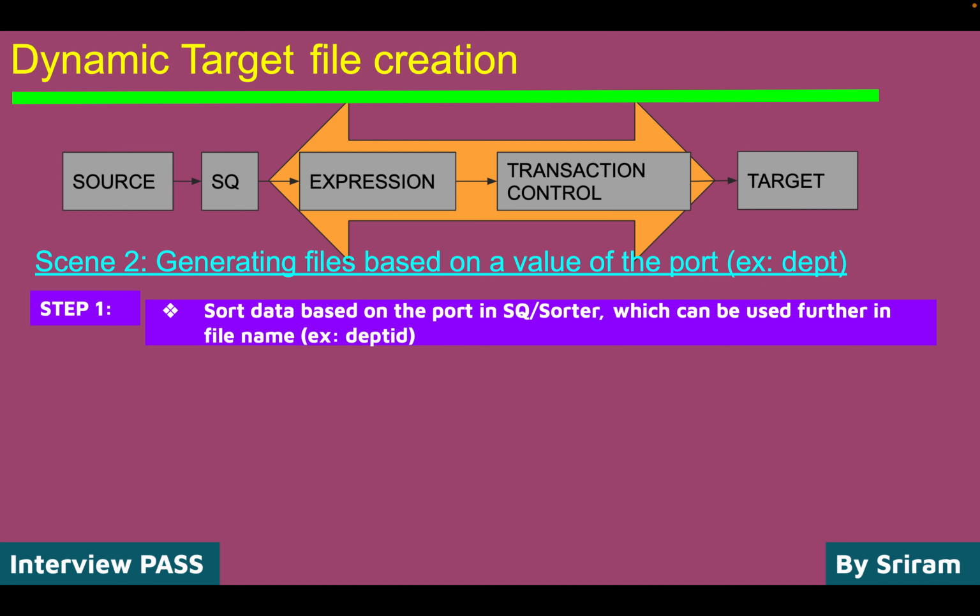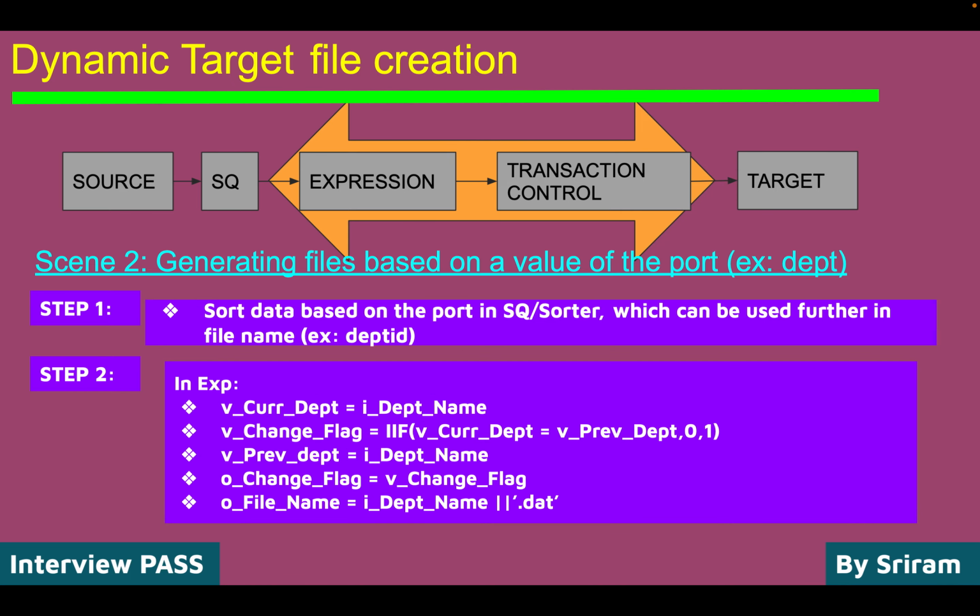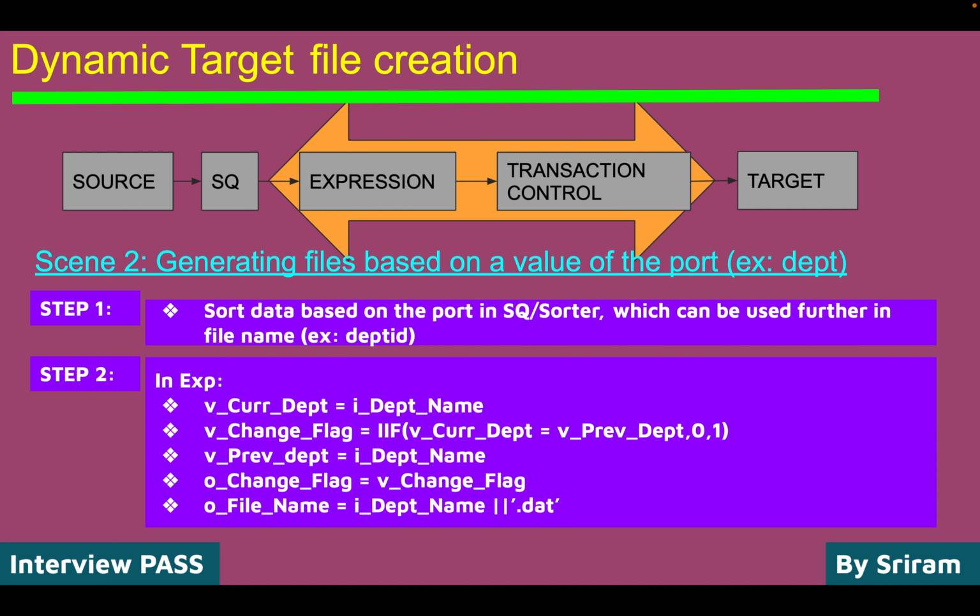In step 2, in the expression, I will have these variables and the output file name to find out whether the previous record and current record department is the same or not. Say for example, I have a source qualifier sorted by department, and I have 10 records here. Sriram, Sita, Lakshman, Bharat, Shatrughna, Ravan, Hanuman are coming. First Sriram is coming for the IT department. In the expression it is IT. It won't go to transaction control because we have a condition here.